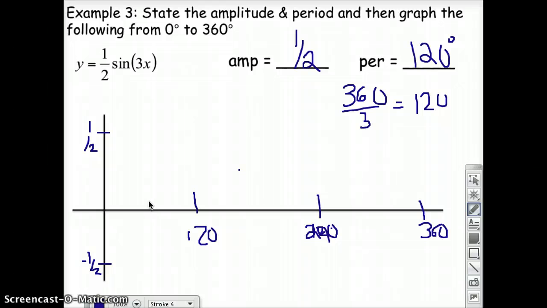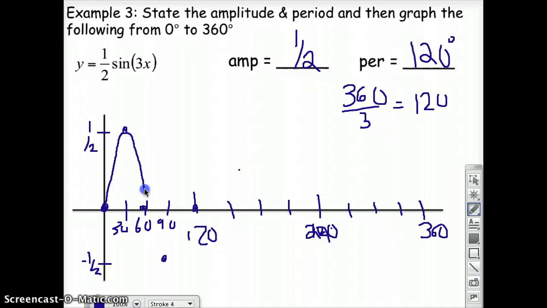Each period gets divided into 4 equal intervals. 120 divided by 4 is 30. So it's going to go 30, 60, 90, 120, and that's 1 period. So now I'm ready to sketch. It's not flipped, so I'm going to start at 0, go up to the max, back down to 0, down to the minimum, back up to 0, and that's going to give me 1 period, and then do that again, and again, and then we're all set.